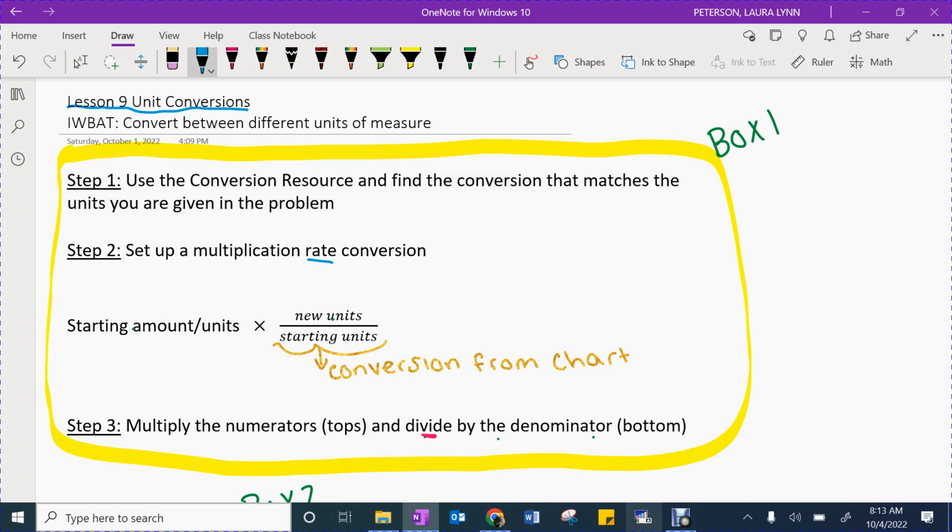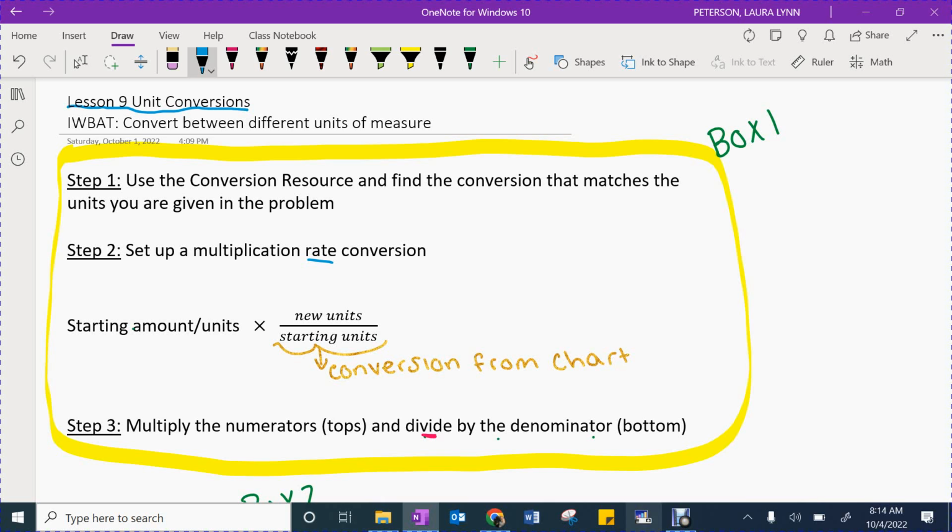Below step 2 is how our problem is going to look when we start to do the work. We start with the starting amount over unit. That's going to be given to us in the problem. Then we say times, and this little fraction, this rate that says new units over starting units, is specifically coming from our conversion chart, so the conversion resource. If that has not been passed out to you, please pause the video now and ask the guest teacher to do that.